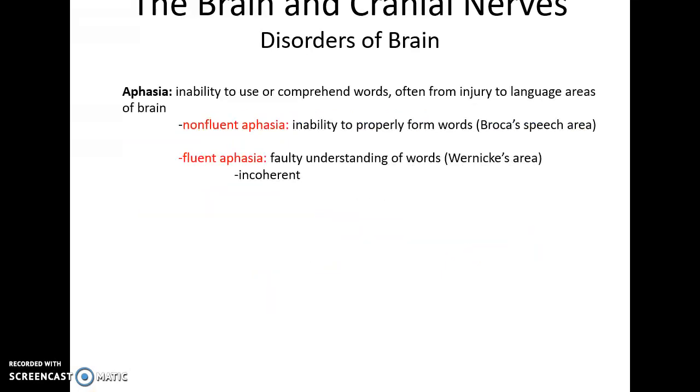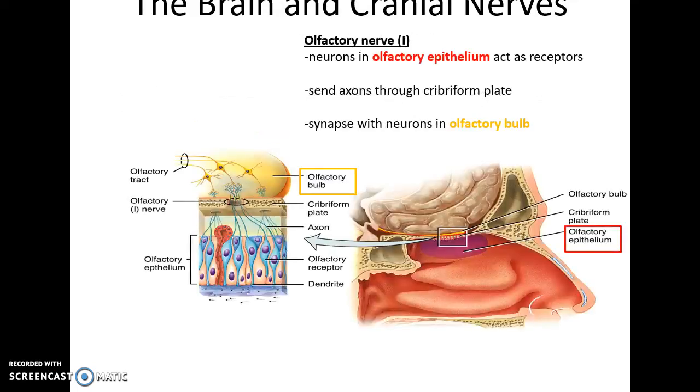Aphasia, inability to use or comprehend words, often from some sort of injury. Non-fluent aphasia, inability to properly form words. Maybe Broca's speech area is probably damaged. Fluent aphasia, faulty understanding of words. You can say words, you just don't understand them. And this would be damage to the Wernicke's area.